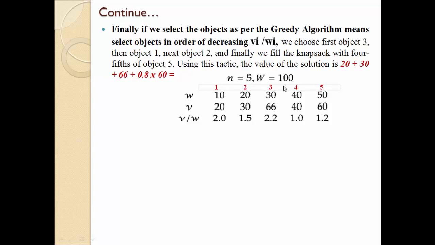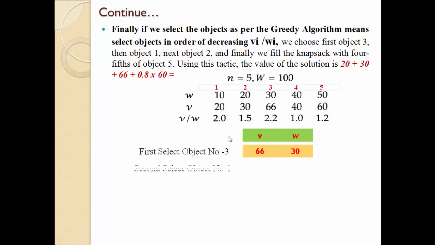Right, so let us fill our knapsack using this Vi divided by Wi, that is the greedy algorithm. So now the first step is we have to select an object. As we discussed, we have to select object number 3 because it has a V divided by W of 2.2. So first select object number 3. Then the knapsack has a value 66 and the weight of the knapsack will be 30, which is less than 100. It means that we can select another object. So our next choice will be object number 1 because it is 2.0.